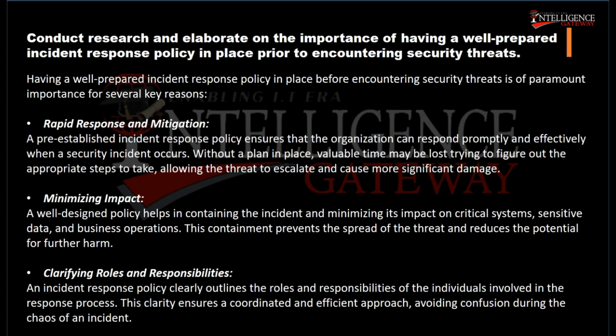Minimizing impact. A well-designed policy helps in containing the incident and minimizing its impact on critical systems, sensitive data, and business operations. This containment prevents the spread of the threat and reduces the potential for further harm. Clarifying roles and responsibilities. An incident response policy clearly outlines the roles and responsibilities of the individuals involved in the response process. This clarity ensures a coordinated and efficient approach, avoiding confusion during the chaos of an incident.